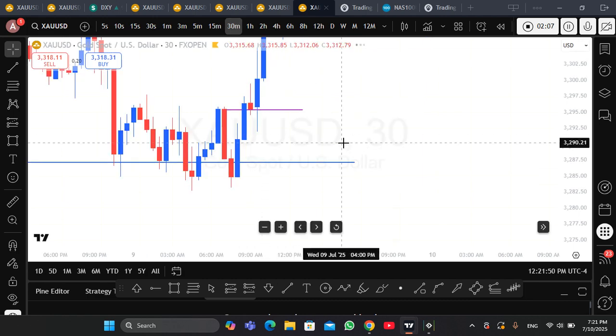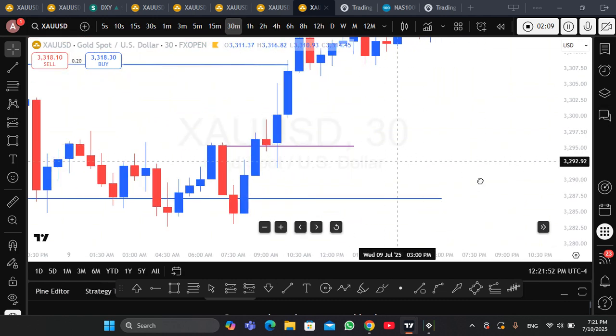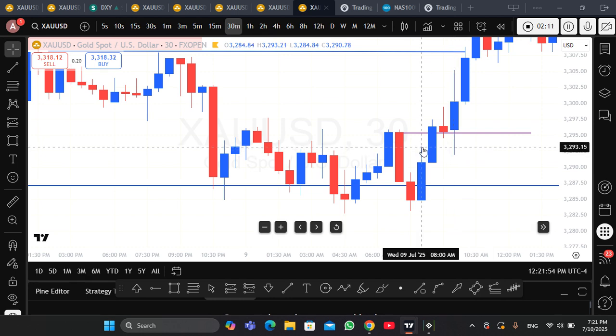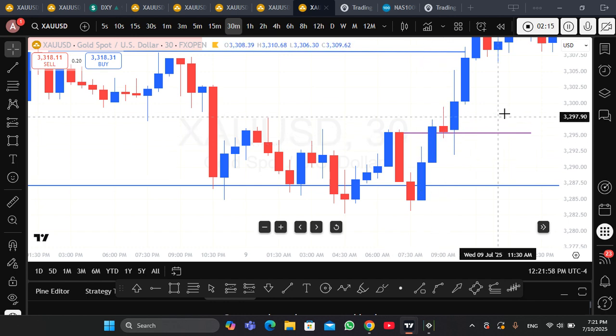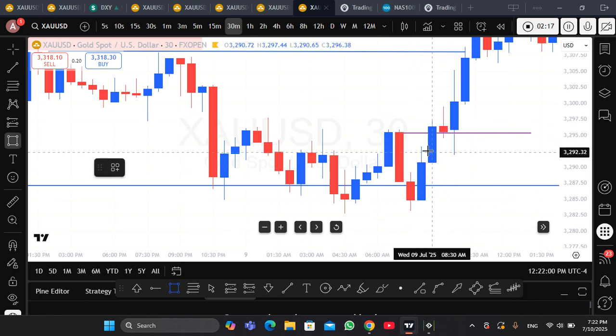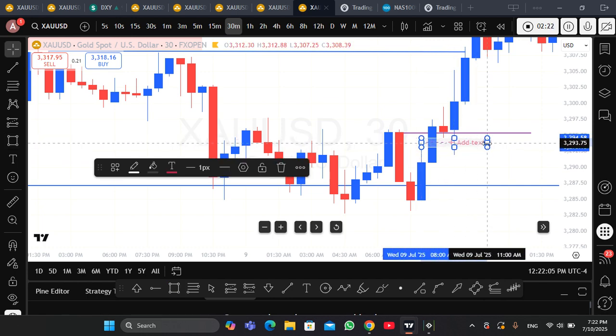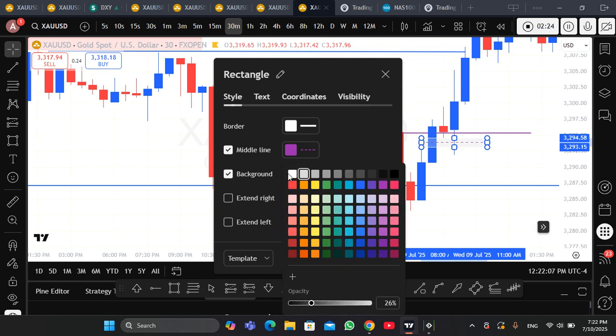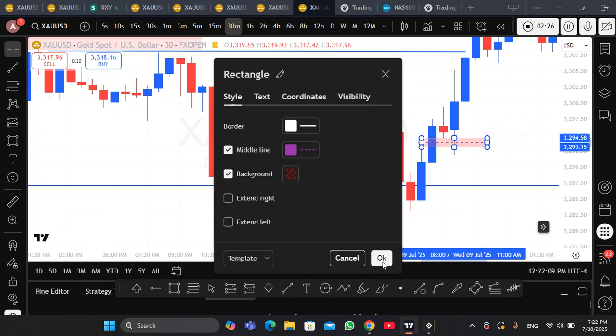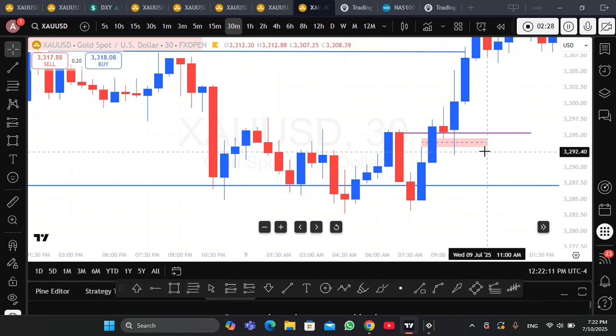On 30 minutes, there was also a fair value gap. Even though this candle is rejected, this is a fair value gap. You can see it. This is a fair value gap on 30 minutes. This is the first thing.